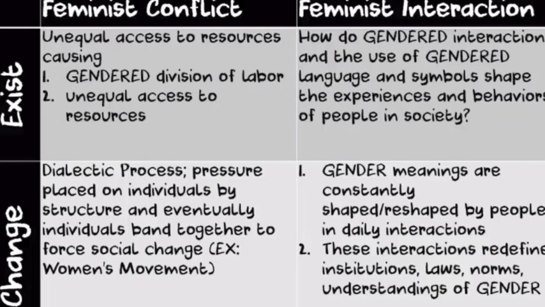Those meanings, the change mechanism, are constantly being shaped and reshaped by people in the interactions they have on a day-to-day basis. I can go back to conflict theory too and give you a great example here of how we would use feminist perspective at that macro level. What about unequal pay for the same jobs? That's another example there at the macro level of how we would add the lens of gender to the study of the workplace.